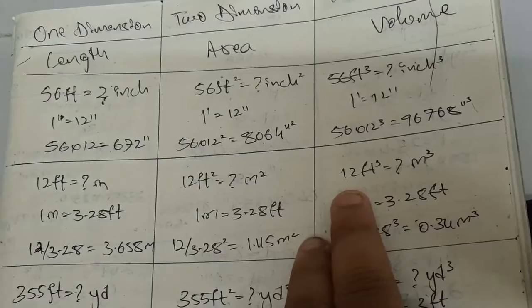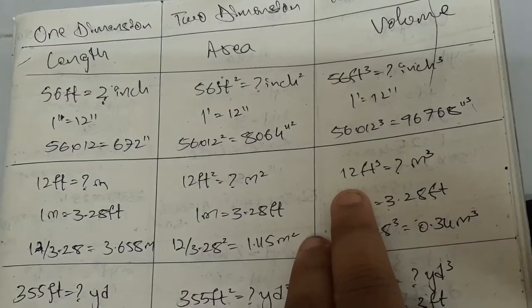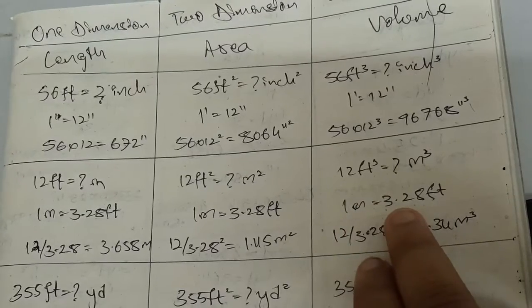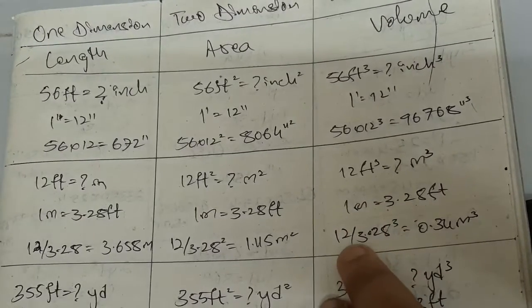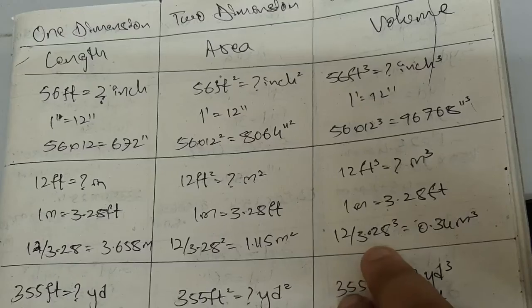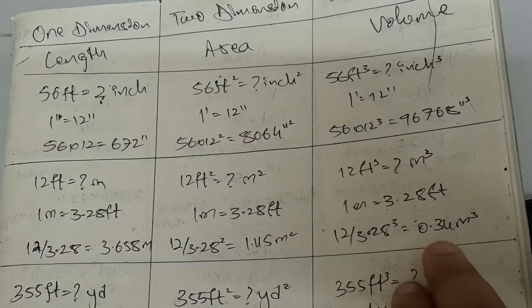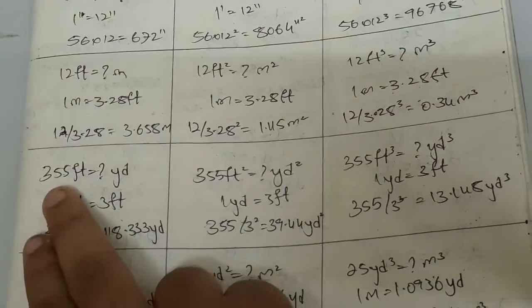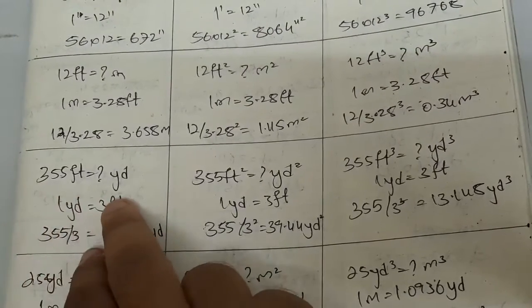Now coming to our third dimension, we have 12 feet cube is equal to how many meter cube? Since 1 meter is equal to 3.28 feet, we divide 12 by 3.28 cube, which gives us 0.34 meter cube. Coming to our next one, we have 355 feet is equal to how many yards?